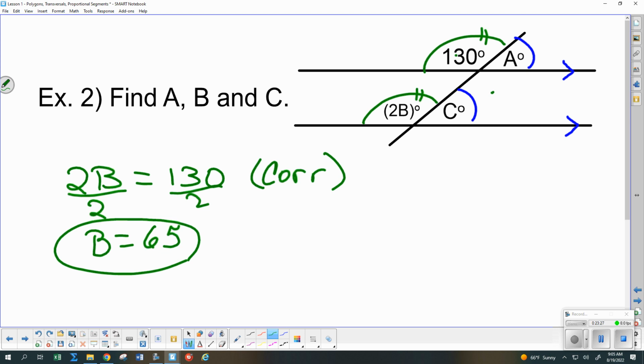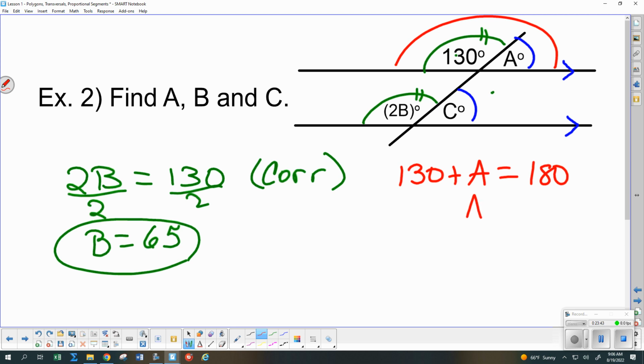Ayla? So we still have supplementary angles. Good job not forgetting about that. 130 plus A is 180, subtract 130, and the reason for that was supplementary. Subtract 130, everybody shout out, what's A?